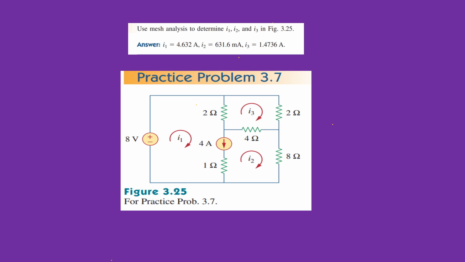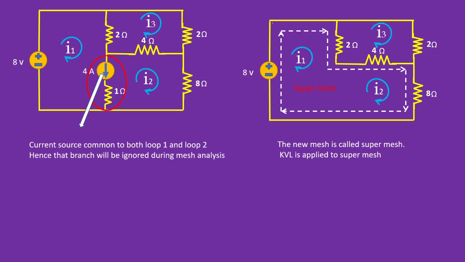And here we have three loops. Loop number 1 in which current I1 is flowing, loop number 2 in which current I2 is flowing, and loop number 3 in which current I3 is flowing. But if you look into this particular branch, which is common to both loop 1 and 2, which contains the current source of 4 amps, this particular branch can be ignored while using mesh analysis. So this is a special case which is to be considered as super mesh analysis.